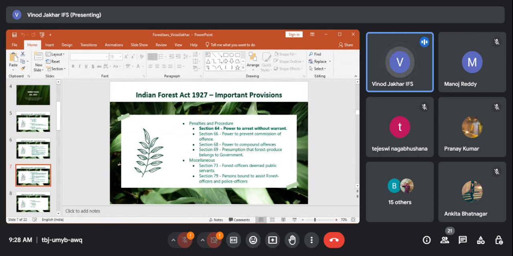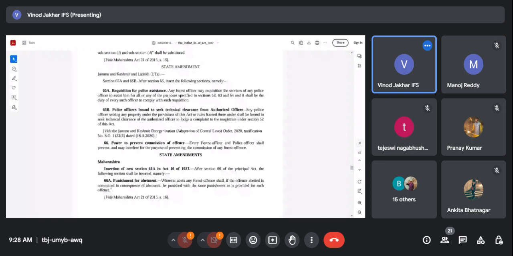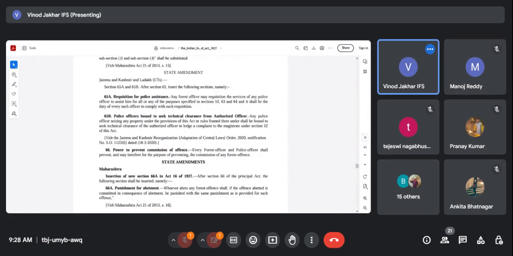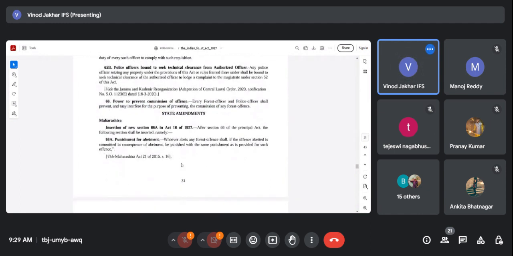Let me show you this section also, for more clarity. Even if the SP asks why he should provide force when no encroachment has been done, you can say that he can provide you force under this section. Every police officer shall also prevent and may interfere for the purpose of preventing the commission of any forest offense.